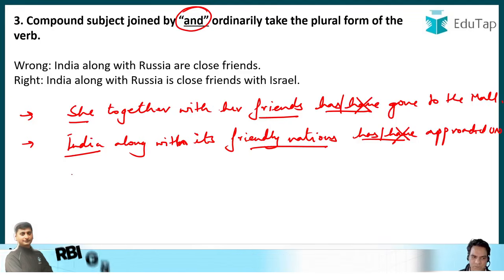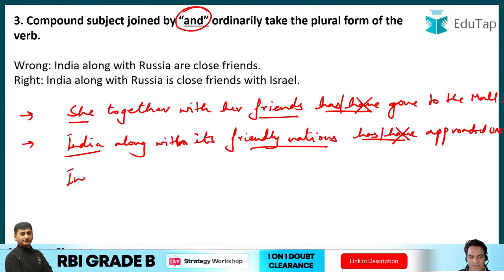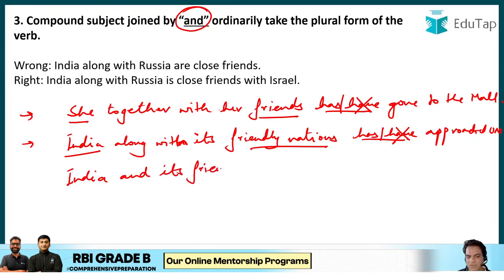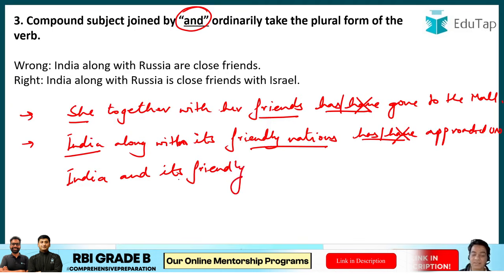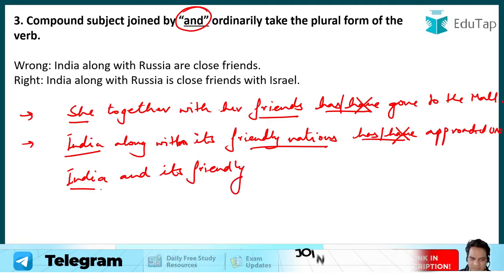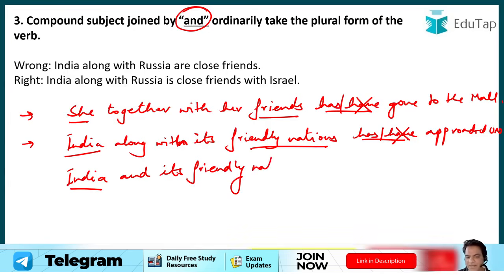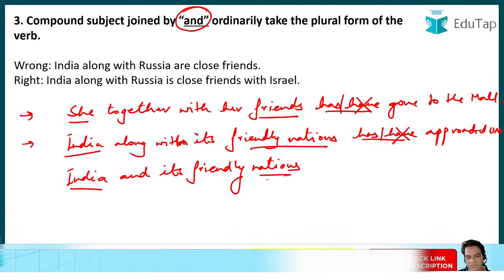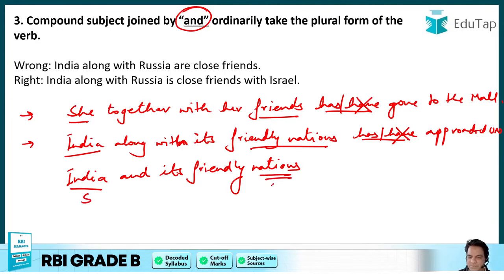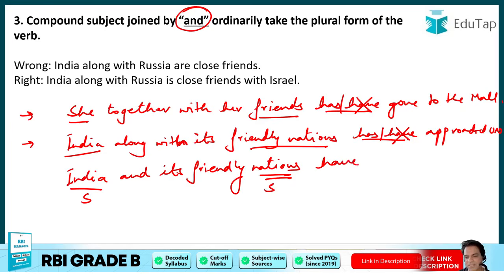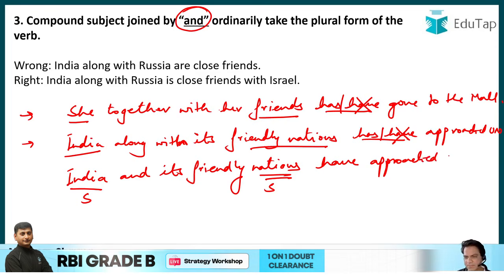So the rule says if two nouns are connected using "and", that is when we will assume that both the nouns are subjects in the sentence. So now in this sentence, India and its friendly nations, there are two subjects in the sentence. Now the verb will be "have approached UNO regarding the mistreatment or ill treatment of minorities in such countries." So India and its friendly nations.